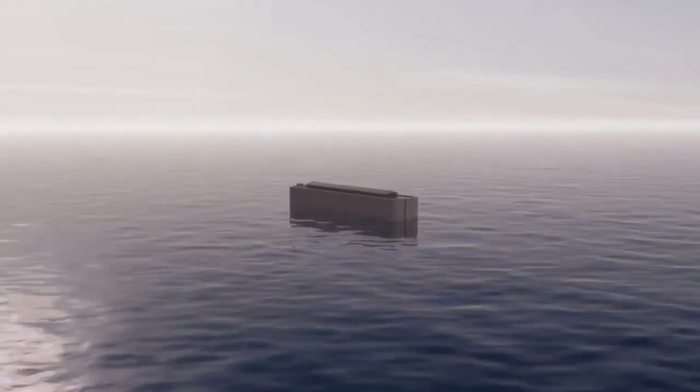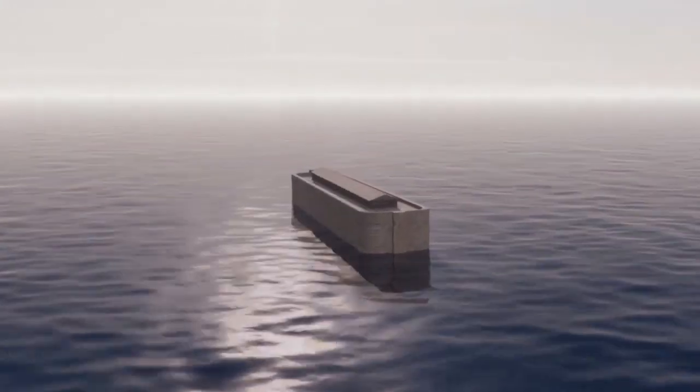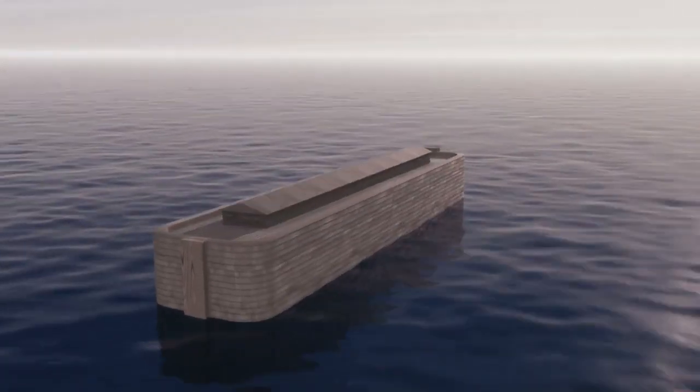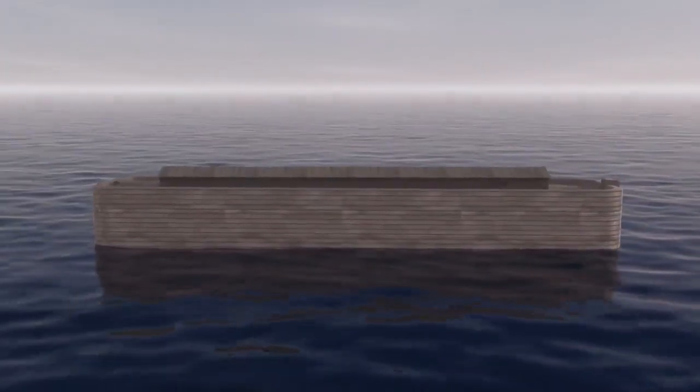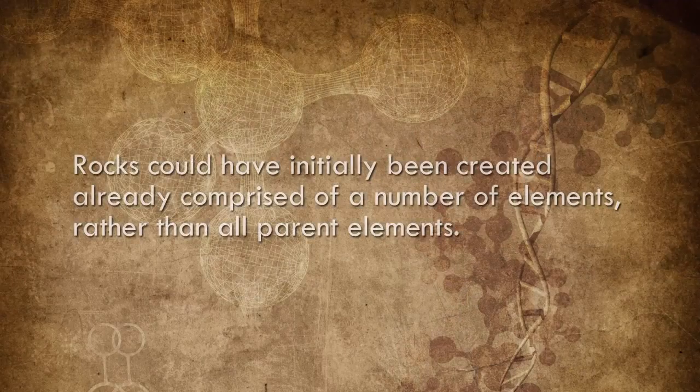Again, a global flood in which the fountains of the deep were broken up would certainly contribute to the mixing of elements at the onset of a rock's decay process. Another factor that the bulk of the scientific community wouldn't even consider is that rocks could have initially been created already comprised of a number of elements rather than all parent elements. If so, many things would have immediately had the appearance of age the moment they were created.